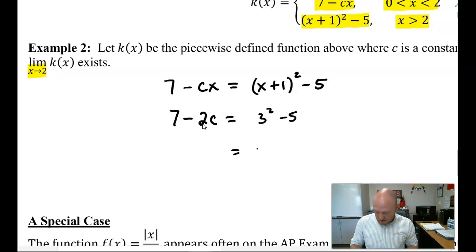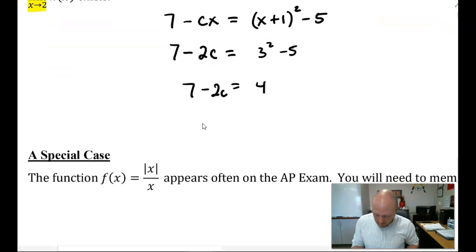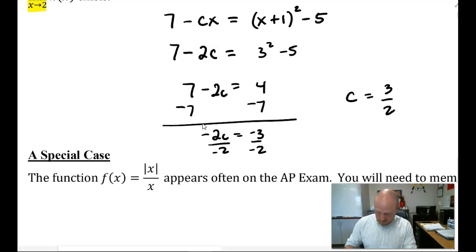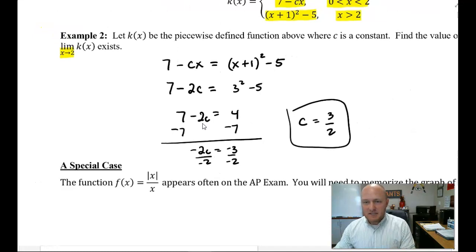9, which is 4. So 7 minus 2c is equal to 4. And then isn't that something that you solved in 8th grade? Yeah. I'm going to go ahead. I'll subtract 7. Negative 2c is equal to negative 3. Thus, dividing by negative 2, c is equal to 3/2. There you go. A basic idea. The limit from the left has to equal the limit from the right.